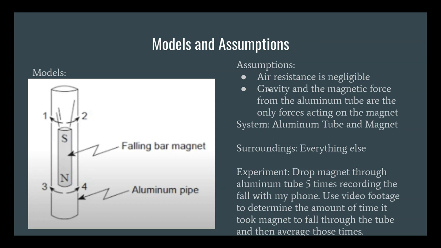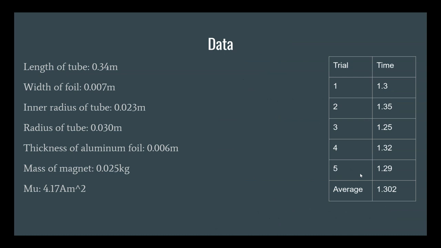And generally speaking, the experiment was as follows. I was tasked with dropping a bar magnet, north pole facing downward, through an aluminum tube 5 times and recording this descent with my phone. Then I used the video footage to evaluate the amount of time it took the bar magnet to fall through the aluminum tube, and then averaged those 5 times. That data can be seen collected on the right in the table, and the relevant measurements of the aluminum tube as well as the bar magnet can be seen depicted on the left.